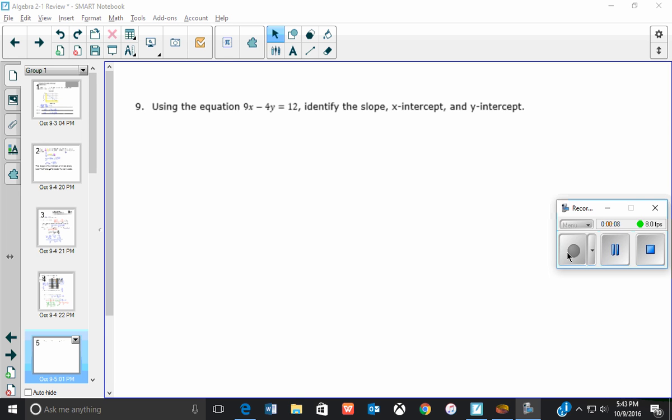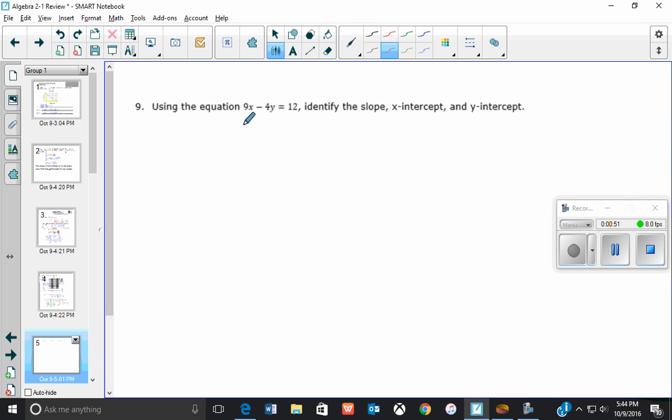Number 9 says, using the equation 9x minus 4y equals 12, identify the slope, the x-intercept, and the y-intercept. If we're going to have to find the x-intercept and the y-intercept, we might as well find those first, because in order to know the slope, we have to have this set to y equals mx plus b. In order to find the x-intercept, we simply have to substitute 0 for y and solve for x. So let's do that first. We're going to find the x-intercept first.